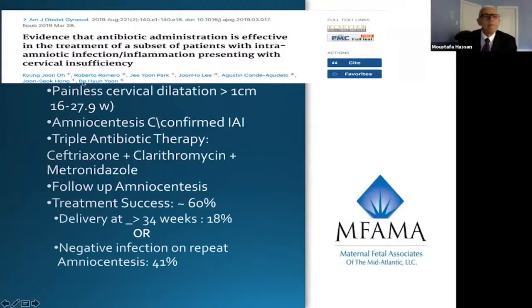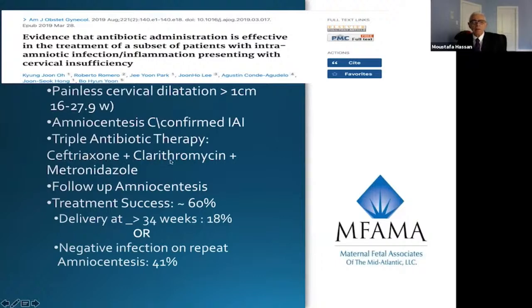This is a study for people who argue, does antibiotic work or not in preterm labor? Yes, if you have a painless cervical dilatation greater than 1 centimeter between 16 and 28 weeks. I believe this study came from Korea. Amniocentesis confirmed intraamniotic infection. People who had an amniocentesis that confirmed intraamniotic infection received a triple antibiotic therapy.